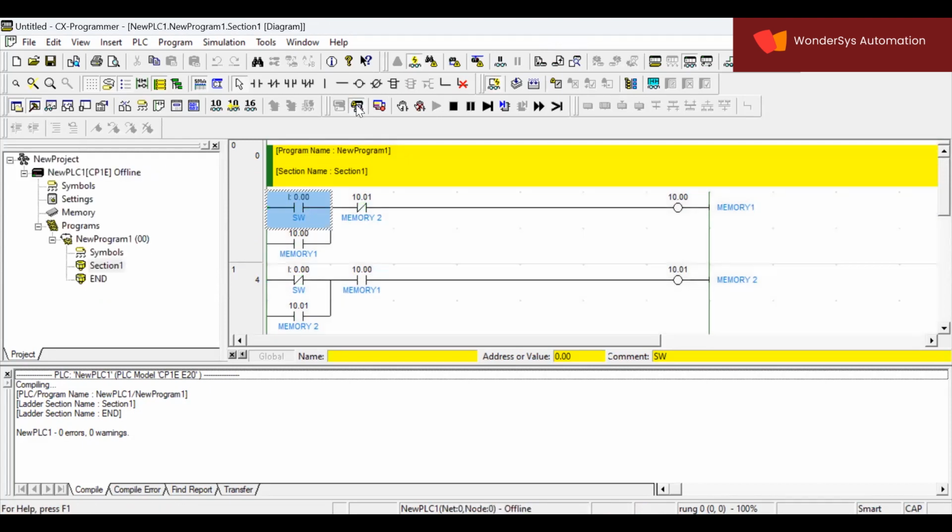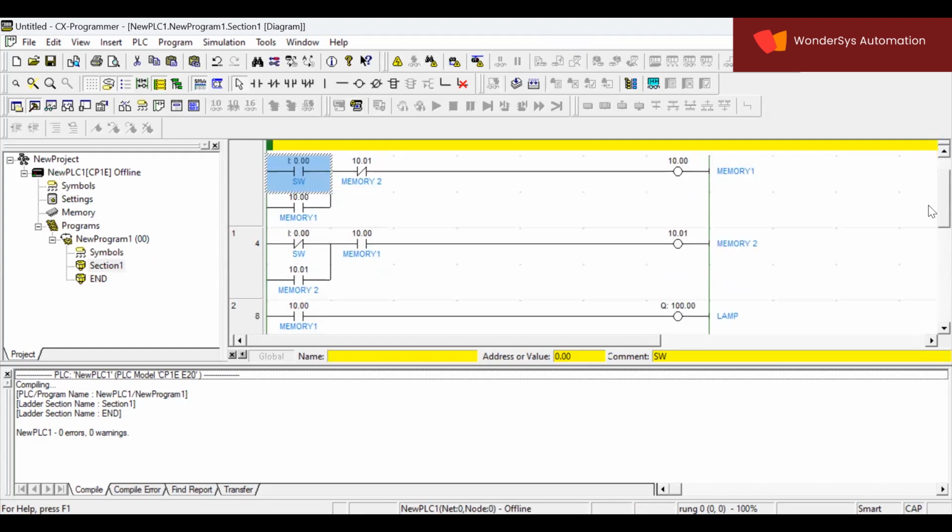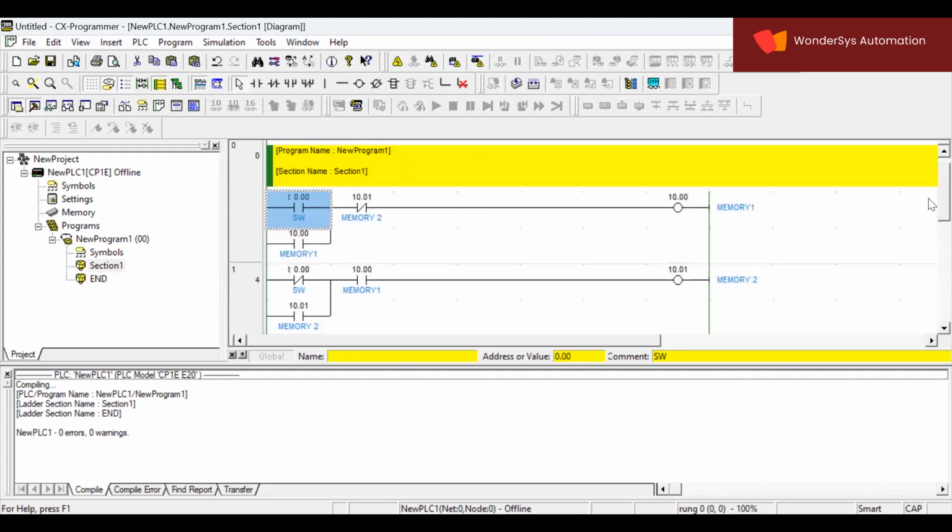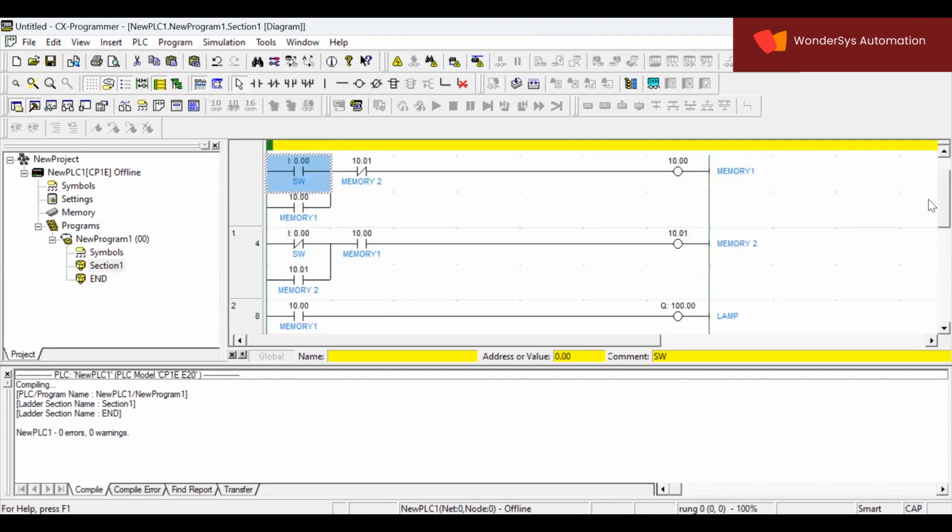Sushant, do you have any confusion in input address and output address repeating? No, ma'am, clear. Anybody else has any other doubts in the memories?